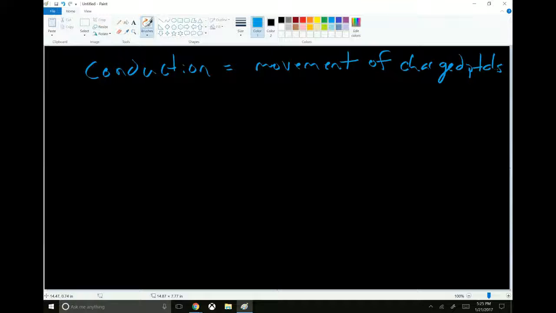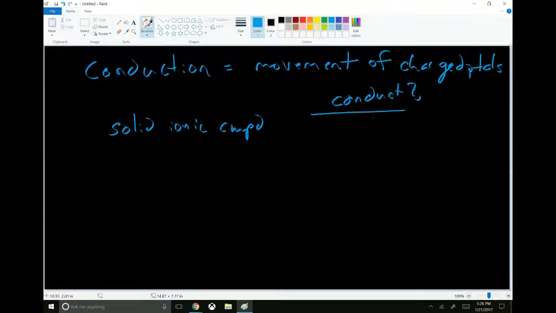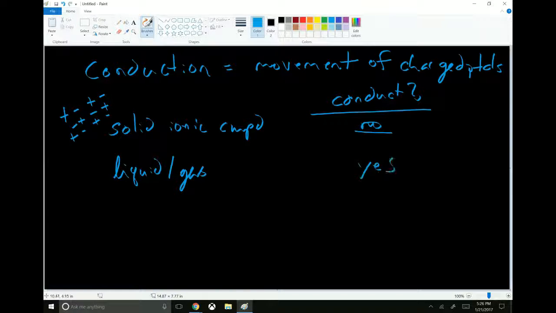So a solid ionic compound, does it conduct? The answer is no. A solid ionic compound doesn't conduct because all of its charges are locked down in the three-dimensional matrix we're talking about. The charges can't move, so there's no conduction. But if it's a liquid or a gas, then those charges are now free to move, and it does conduct.